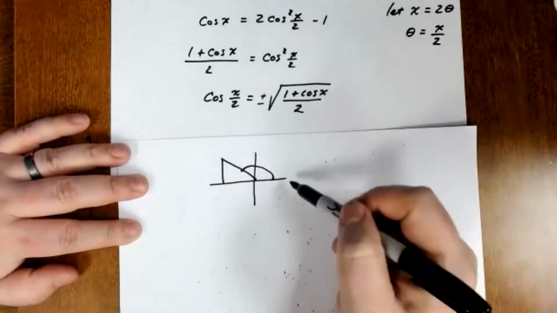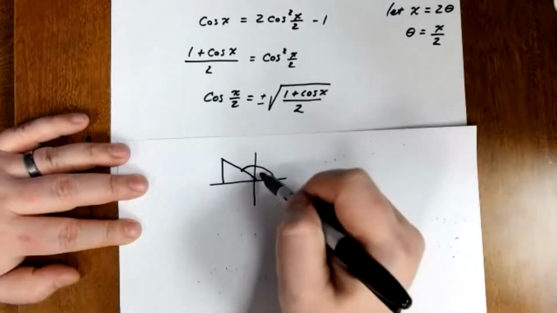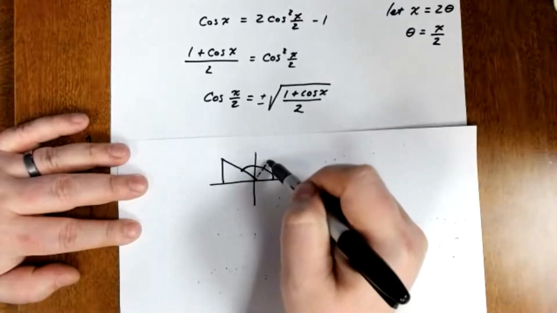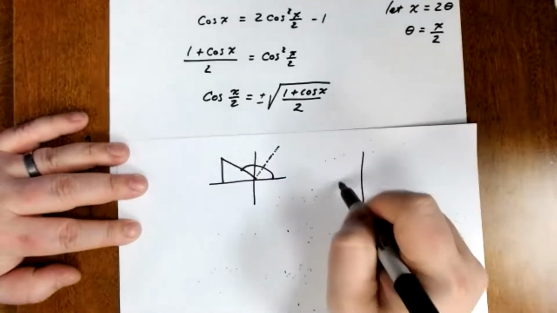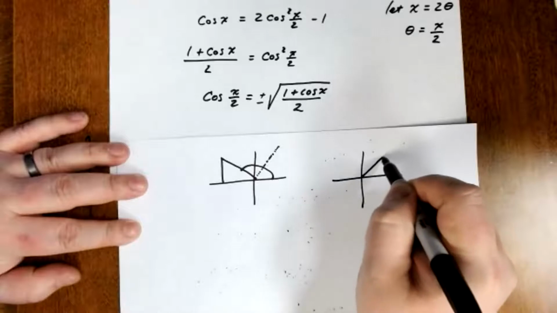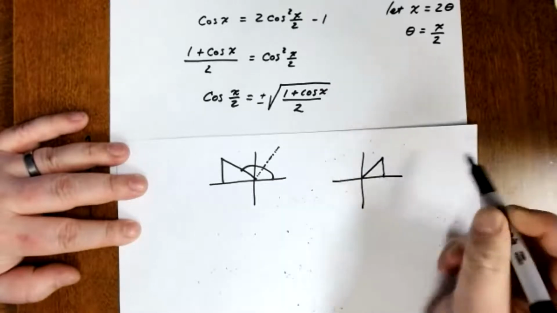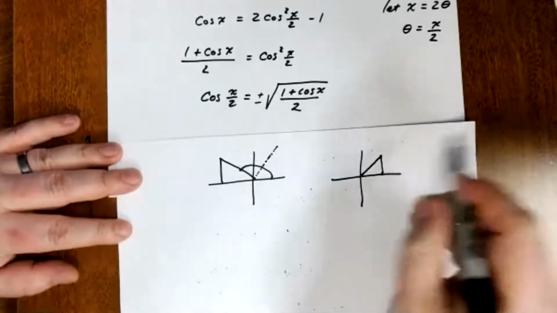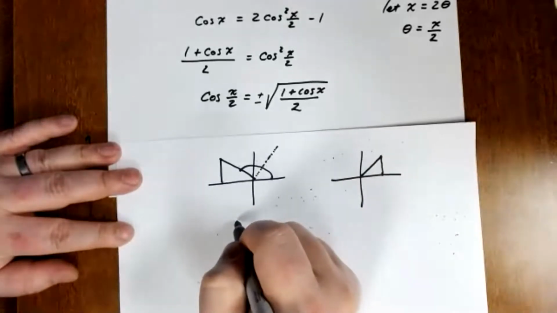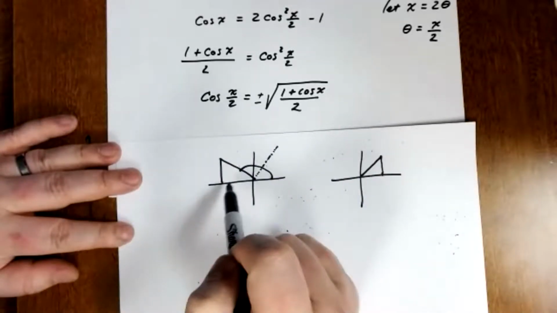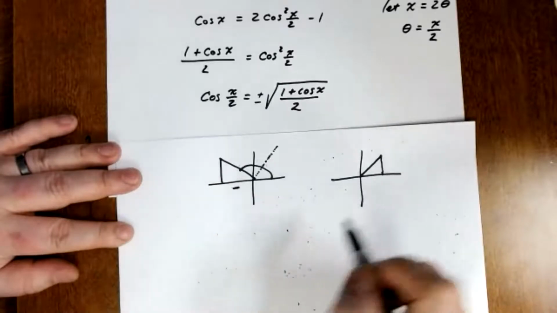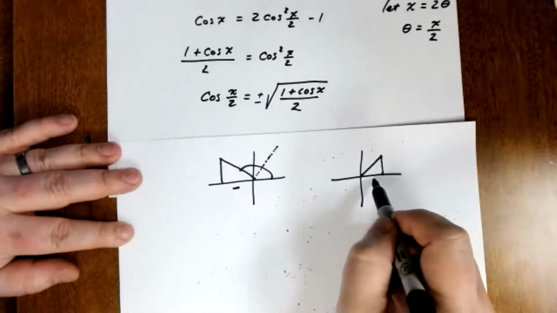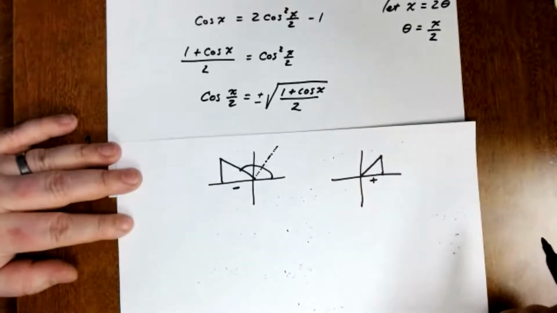And I take that angle and I chop it in half. Now, my new angle lives in the first quadrant. So even though the cosine of this angle is a negative number here, the cosine of the half angle would be a positive on this side.